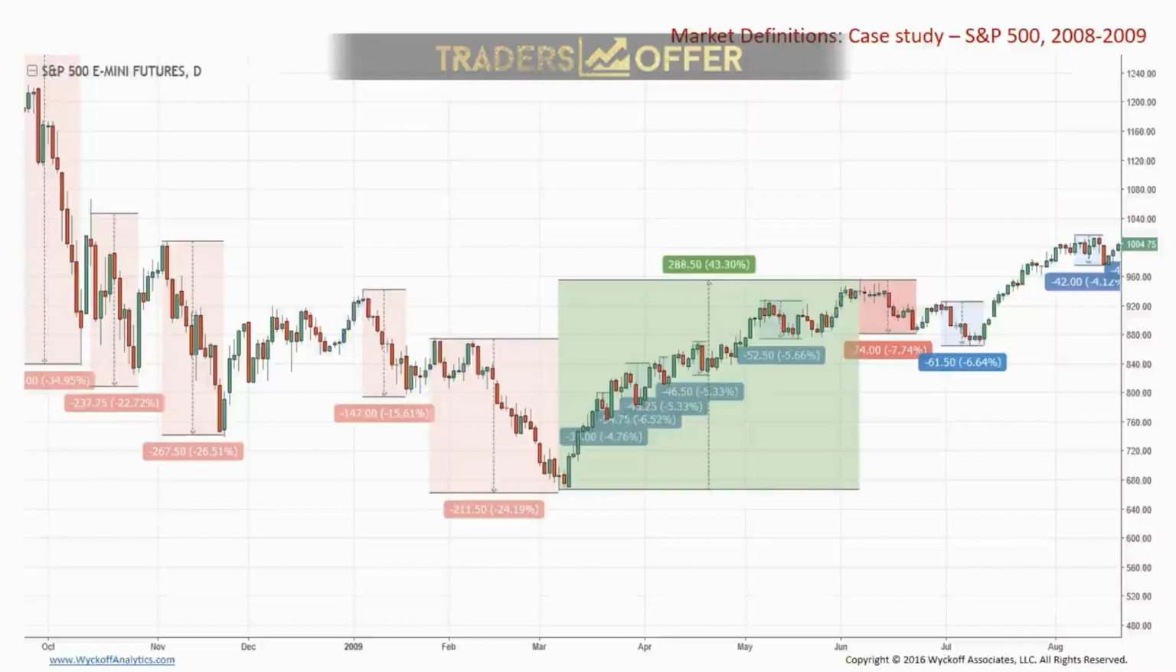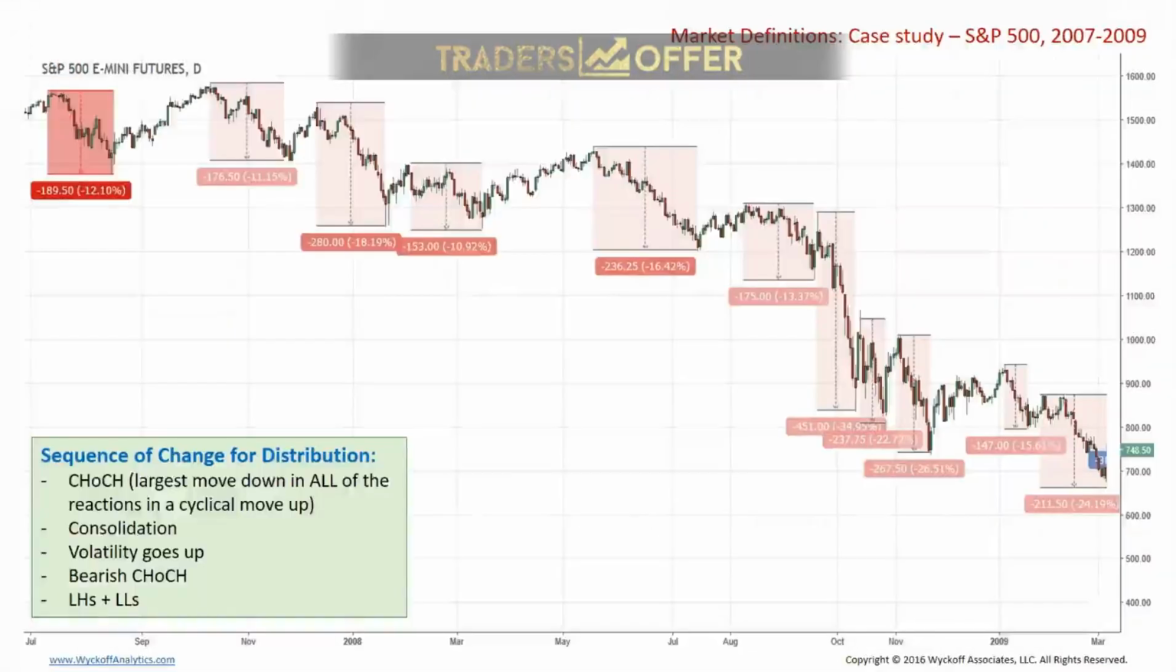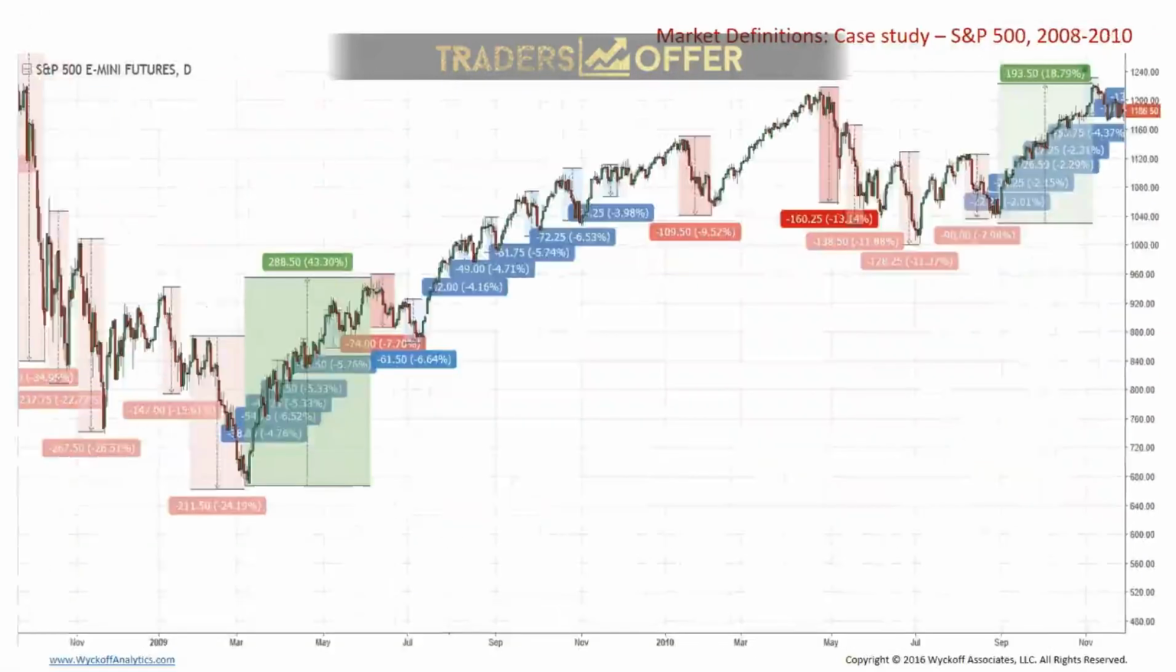I'll try to find you an example of this. It's usually going to happen a little bit more with tops, I would say. Okay, I'll have to find an example of that, but predominantly the reversal bars are going to be the change of character bars for that particular swing.